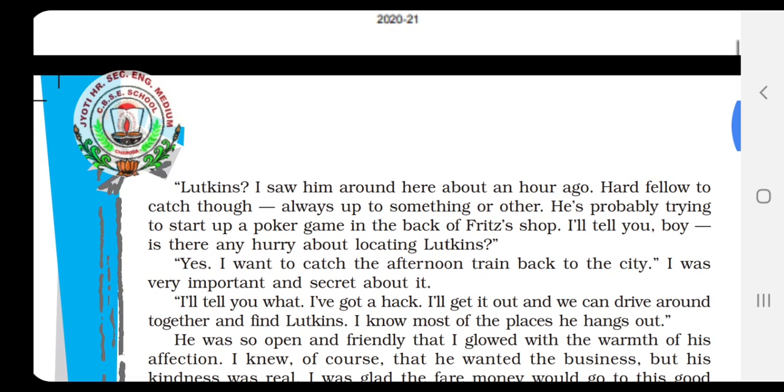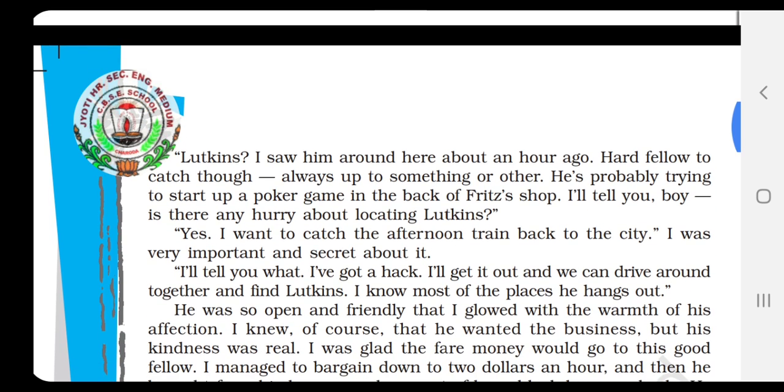Now, when the narrator told him that he came here in search of Lutkins, the delivery man who was standing there at the station said, "Lutkins." Oh, he means the way he said that, he knew that person. And what he said, "I saw Lutkins here only," just an hour ago. He's a really very hard fellow to catch, means really no one can catch that person. He couldn't be found so easily, and always up to something or other. He's always busy doing some work or the other.